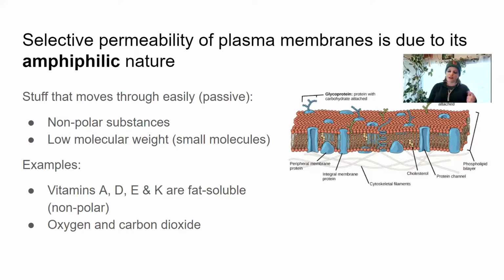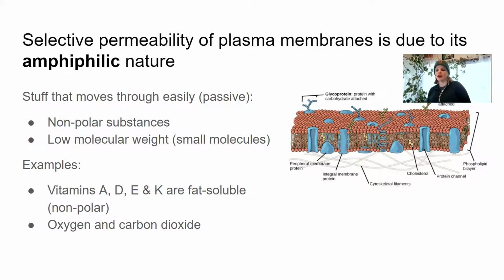So things that are small can pass through easily, even if they're polar. For example, water molecules can pass through the plasma membrane only because they're small. Even though they're polar, because they're small, they can still do it. They just don't do it very well. And so we see specialized proteins that will help them. But anyway, some examples of things that can move through the plasma membrane passively are fat soluble vitamins such as vitamin A, D, E, and K.